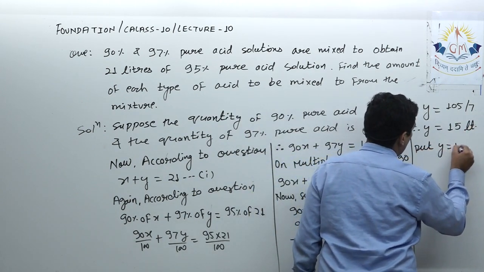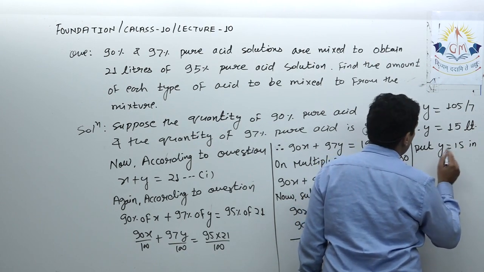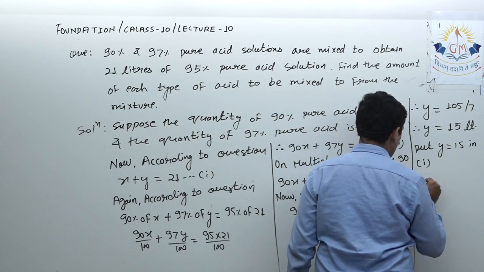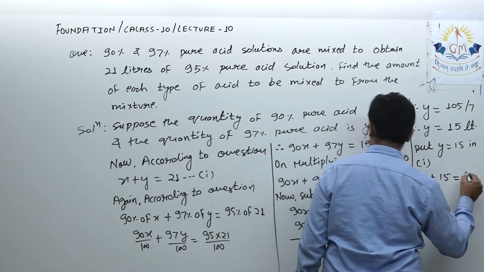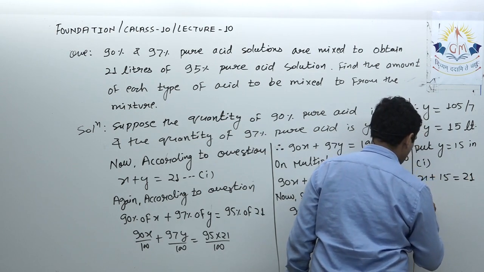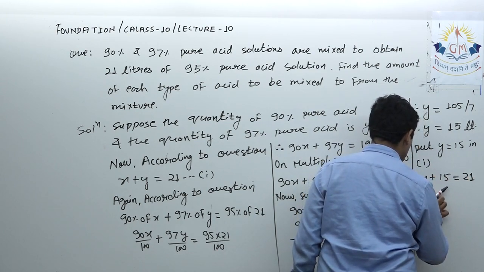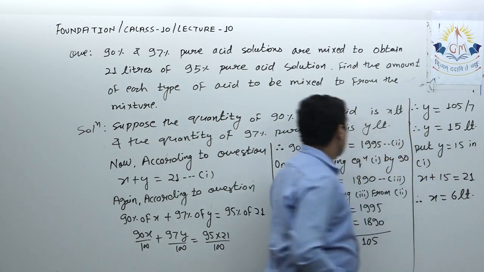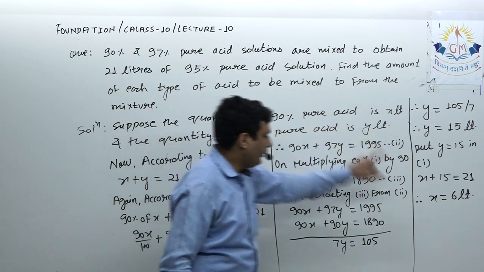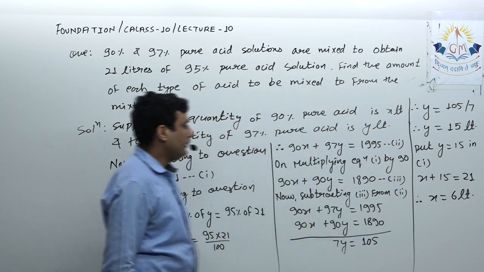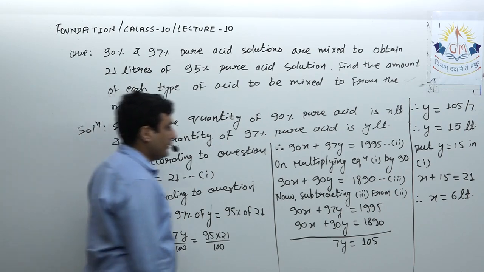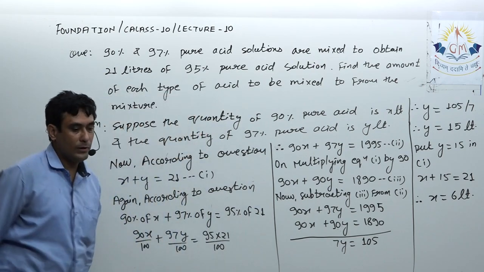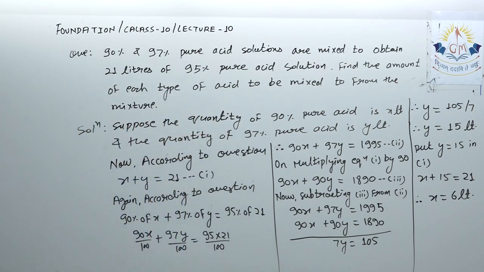Put y equal to 15 in the first equation. So x plus 15 is equal to 21. Therefore x is equal to 6 liters. So the solution which is 90% pure should be taken 6 liters. So this is the final answer, 6 liters and 15 liters. Please note it down, then we'll see the next question.